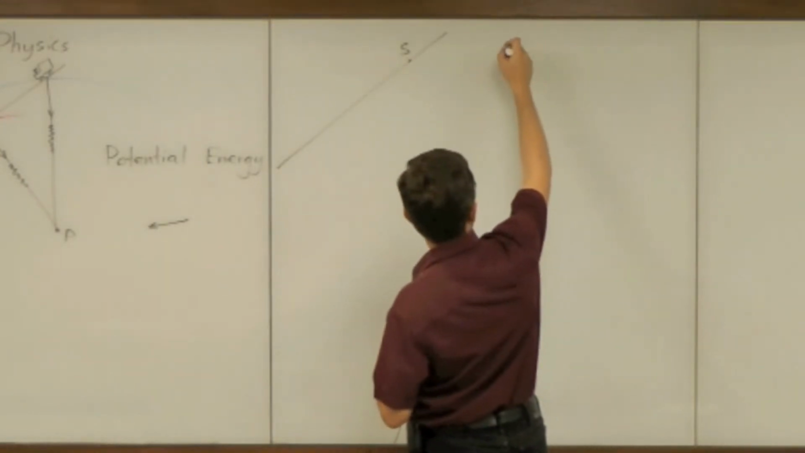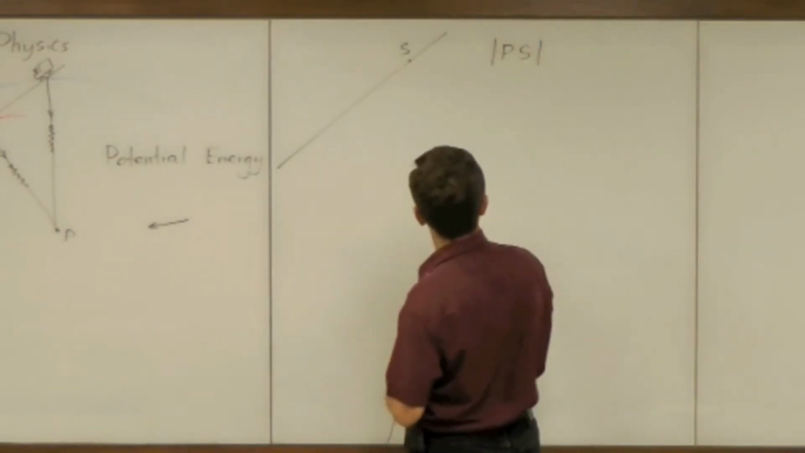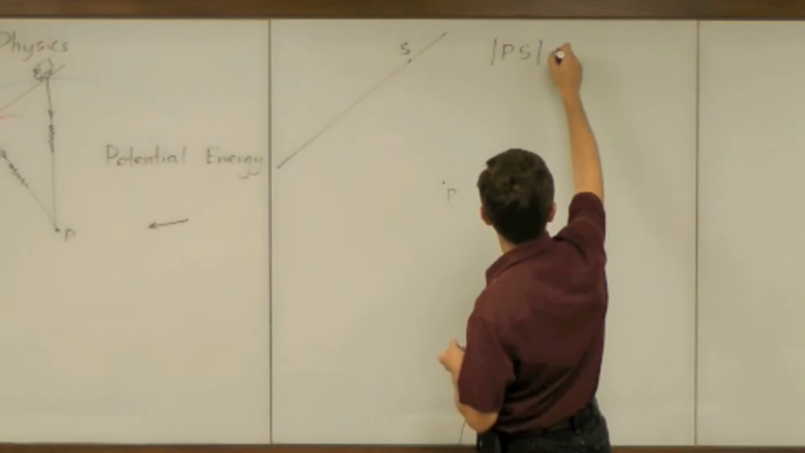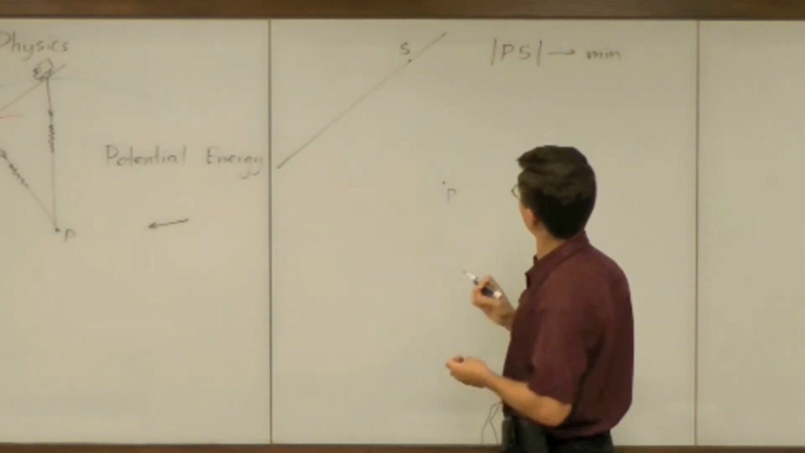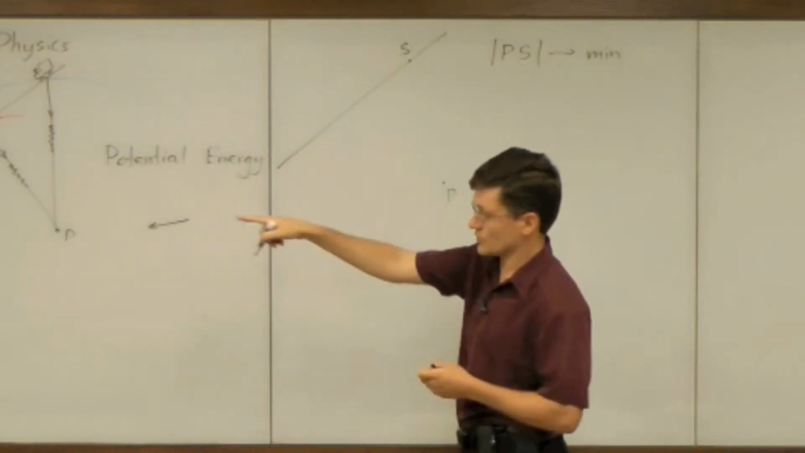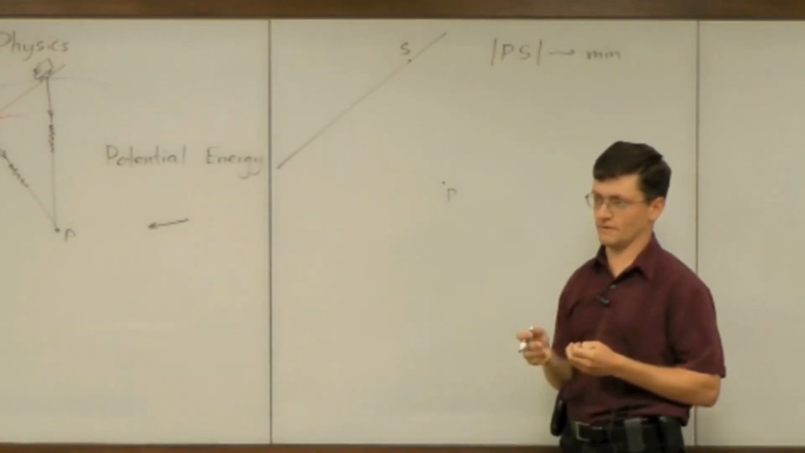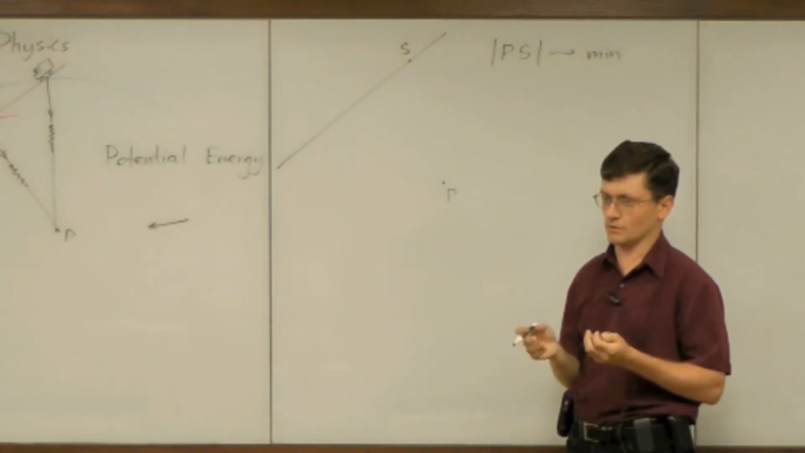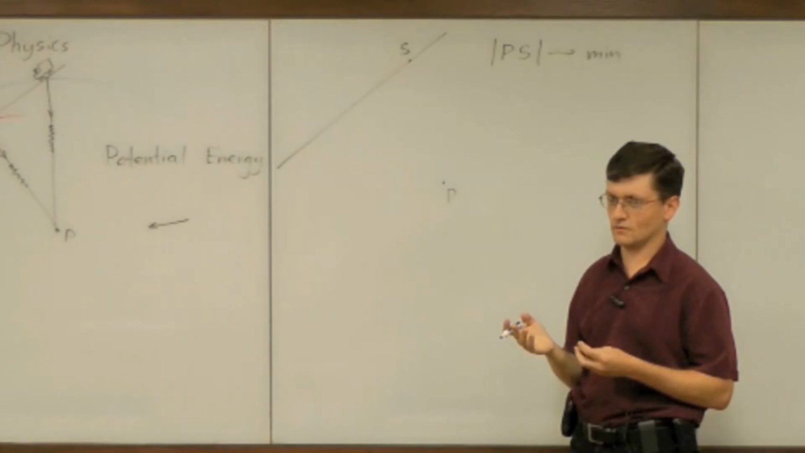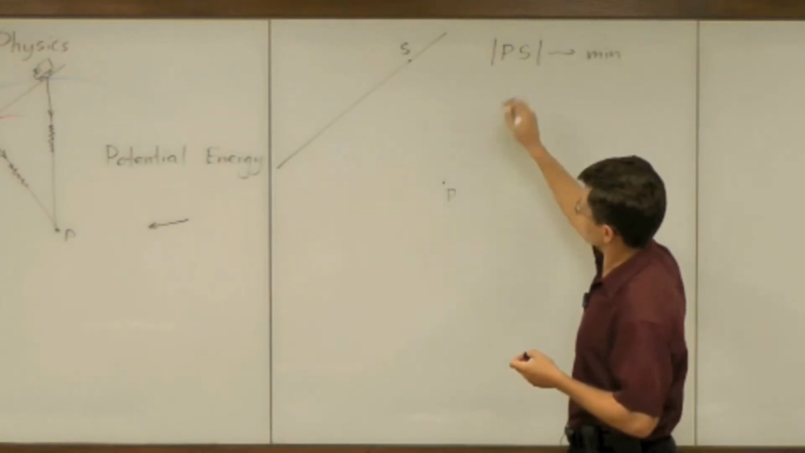And what I want is to look at the distance from P to S. And that's what I want to minimize. Now, what algebra tells me is I have to think of that as a function somehow. Well, a function of what? And then take the derivative. Function of position. Function of S, yes, function of position of S.